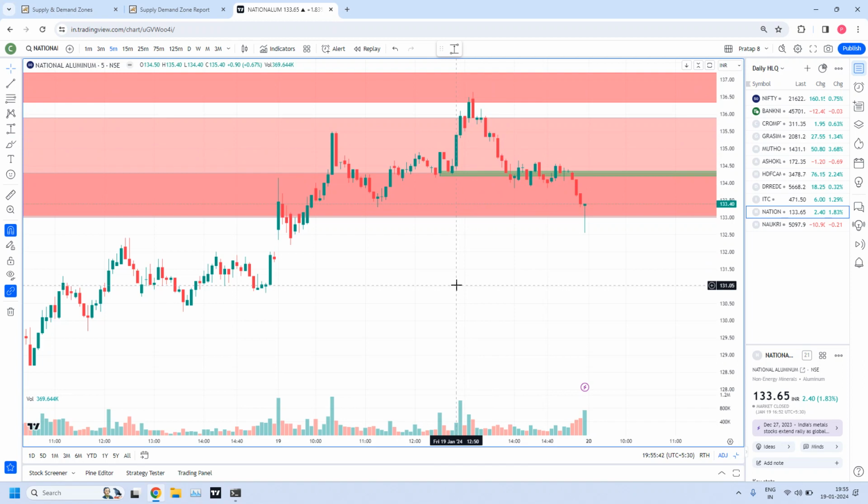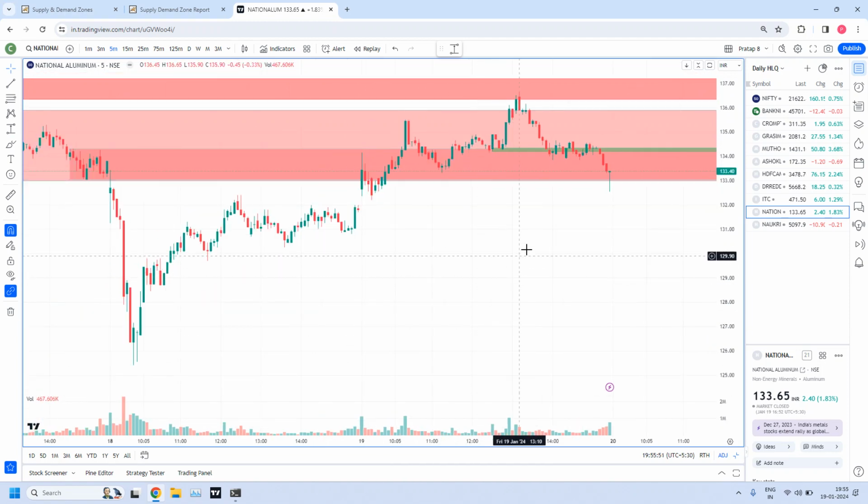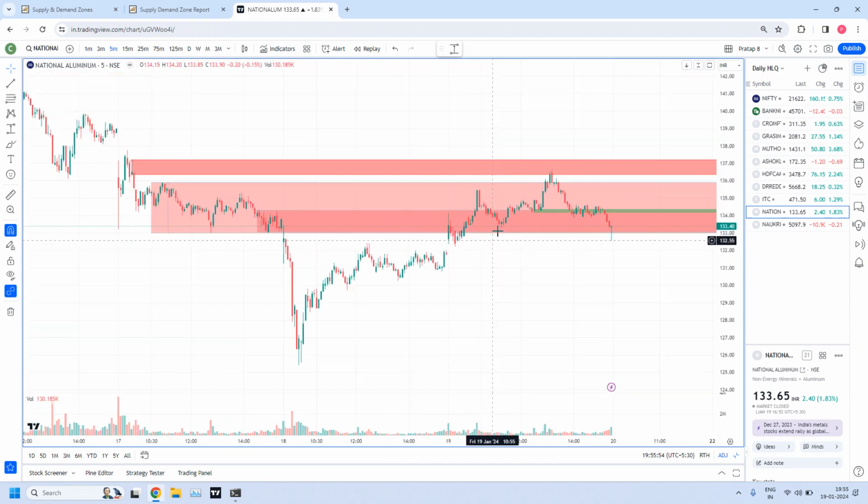Because the risk is very minimal, there is nothing wrong in taking a short opportunity. But there is one problem that I will tell you later. The problem is not related to the zone, it is related to taking the trade. Why taking the trade? I will tell you. First I will tell you the profit, then you will understand.